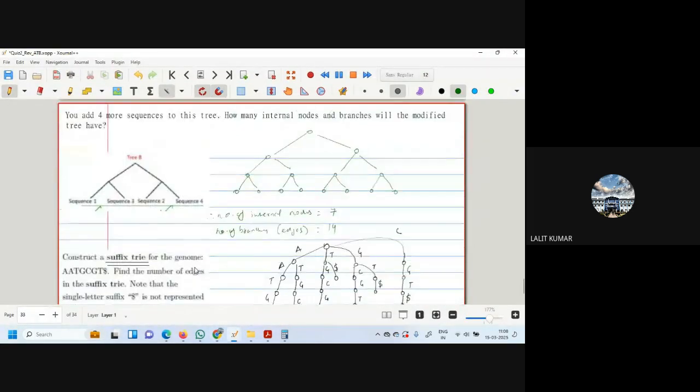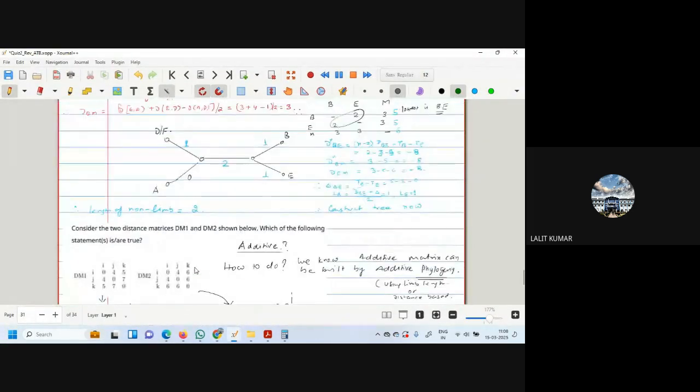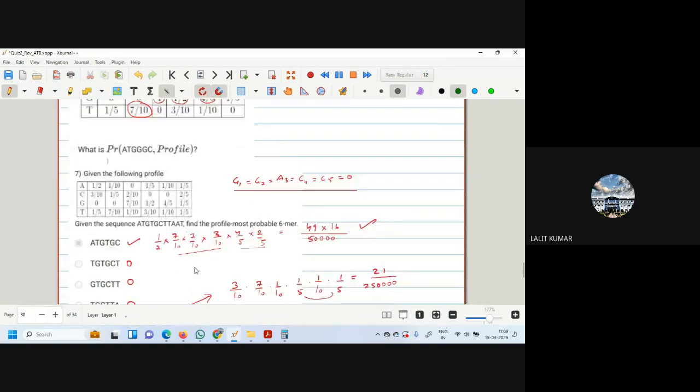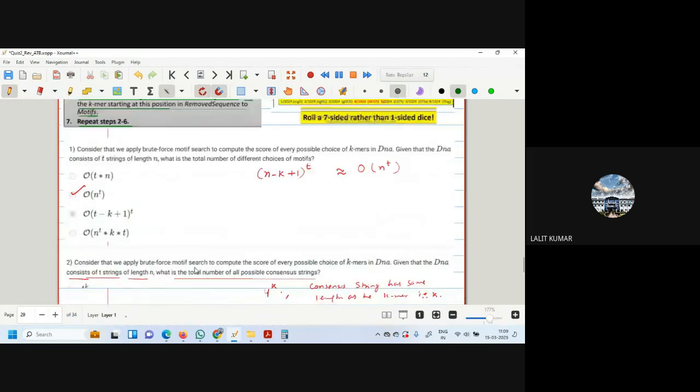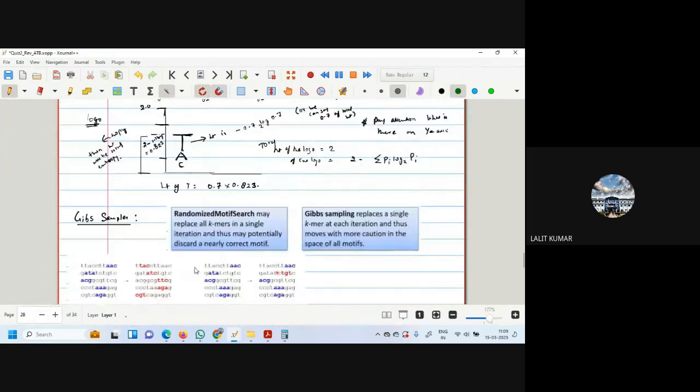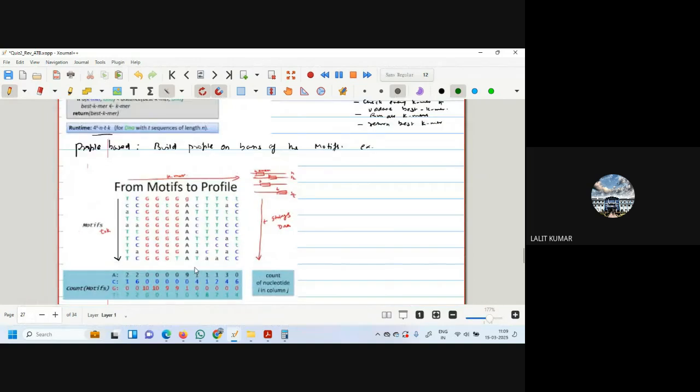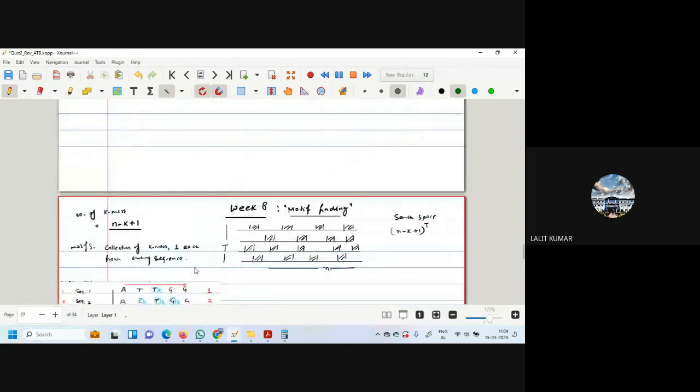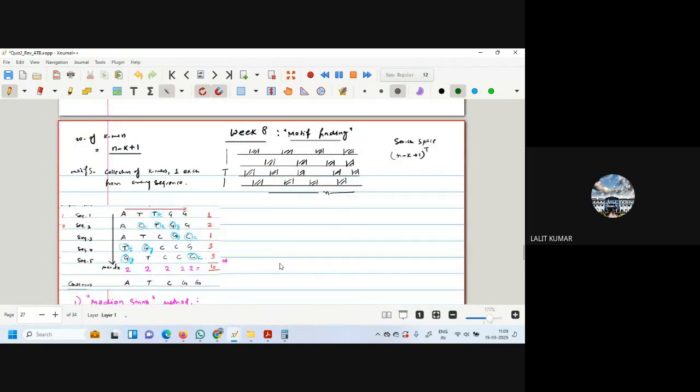So before we go to week 8 concepts, week 8 was basically about motifs and how you find the motifs to profile. First of all, I'll cover the meaning of motif.